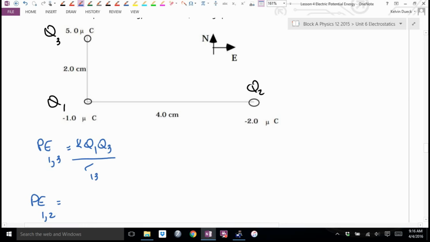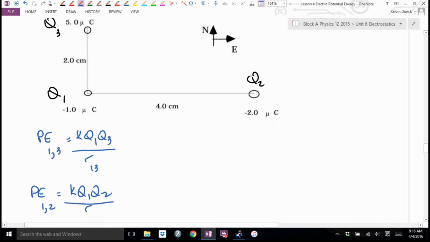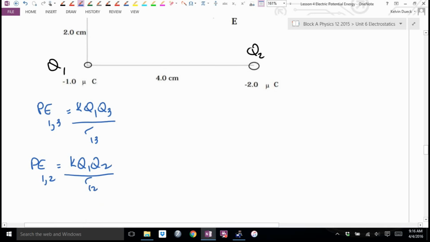If I write a little 13, you guys understand that's between 1 and 3, yeah, for R? It's going to be K Q1 Q2 over R12. Now it's plug and chug, and then, scalar, add them up. Did I say scalar? Signs. One of these might be positive, one of these might be negative.